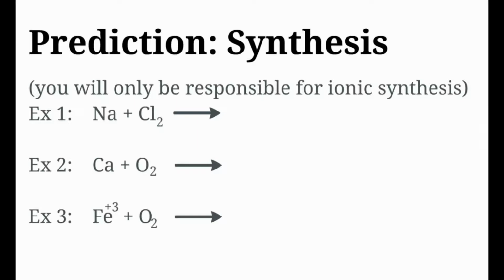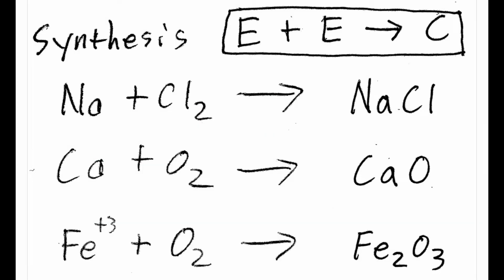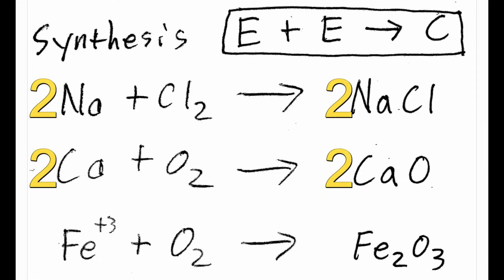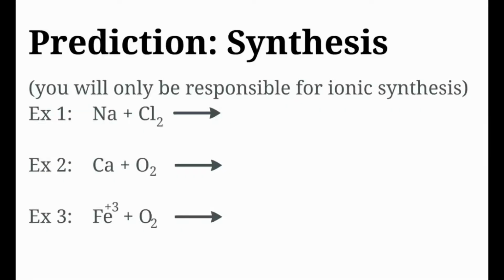All right. Now what's the charges? Negative two. Crisscross and reduce, what do you get? CaO. Did someone say that? CaO? Yeah, there you go. How do you balance it? You put a two on Ca and a two on CaO. There you go. I didn't have to draw a little thing because I feel like y'all can eyeball those. This one, iron three plus O2.